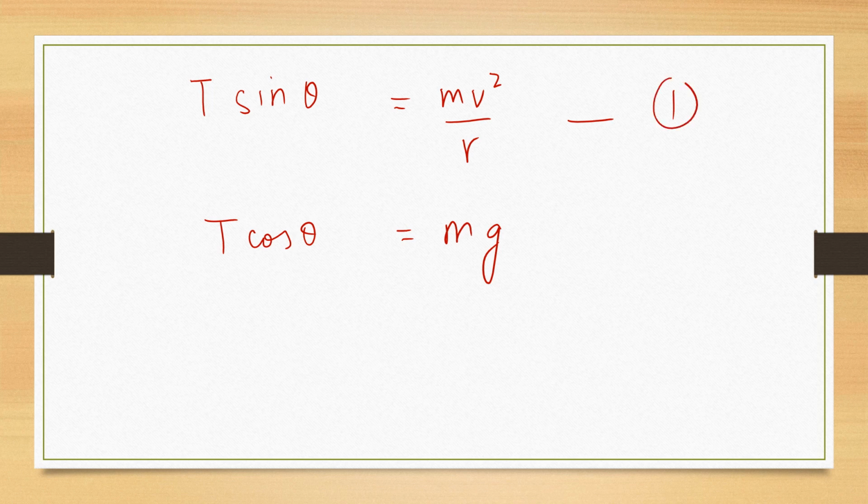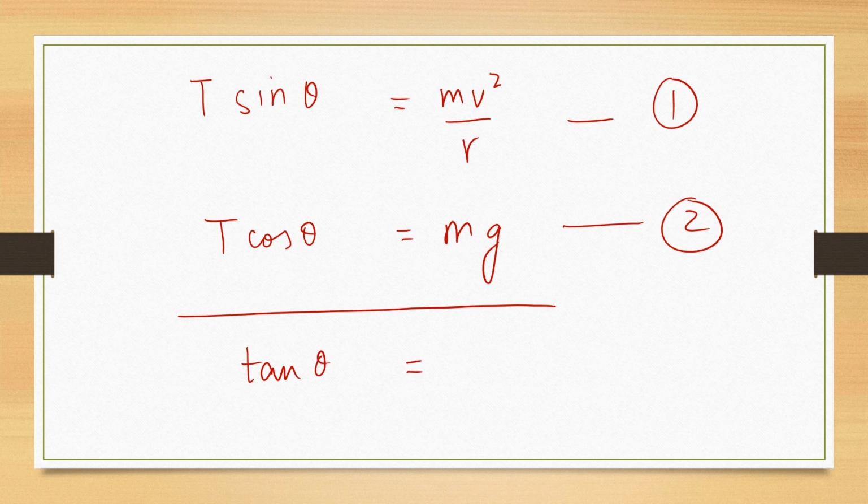Let's divide equation number 1 by 2, and the overall equation becomes tan theta, because sin theta by cos theta is tan theta, and when I divide mv squared by r by mg, I get v squared by rg. So that's my resultant equation for horizontal circular motion, not projectile motion.